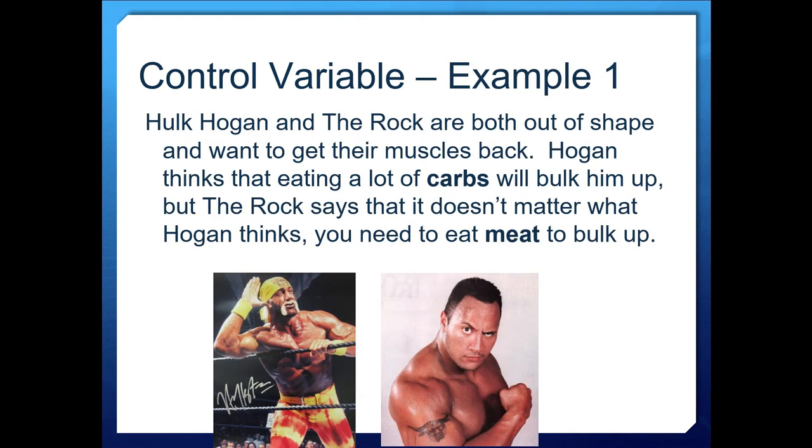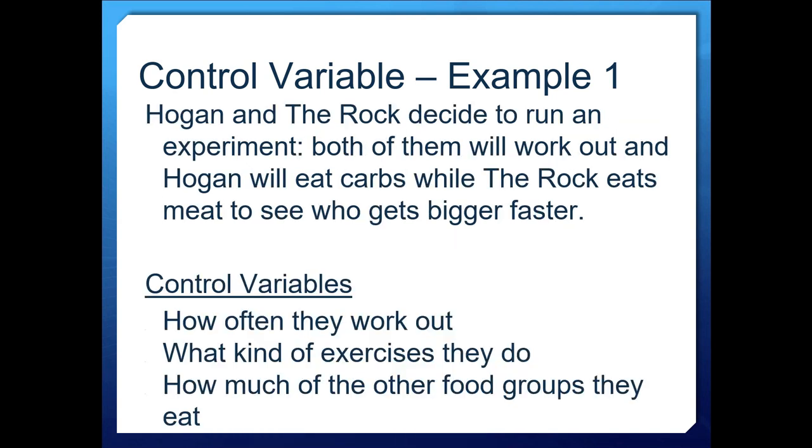Here's another example of a comparison. 2 famous wrestlers back in time. The Rock is Dwayne Johnson, movie star now. Hulk Hogan was also very famous. And they're both out of shape and they want to get their muscles back. So Hogan thinks that eating a lot of carbs, bread, starches, rice will build him up. But The Rock says it doesn't matter what Hogan thinks, you need to eat meat to bulk up. Hogan and Rock decide to run an experiment.